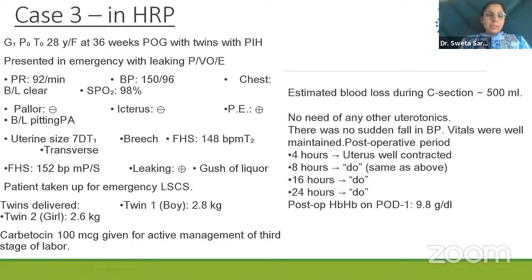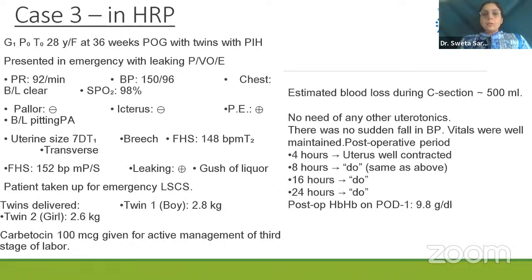There was bilateral pitting pedal edema. There was no pallor. And on palpation, the uterine size was greater than her dates. The first twin was transverse and the second one was breech. And there was frank leaking. So the patient was taken up for emergency cesarean section. And twins were delivered. First twin was a baby boy and second was a baby girl, around 2.8 kg and 2.6 kg. And carbetocin 100 microgram was given for active management of third stage of labor.